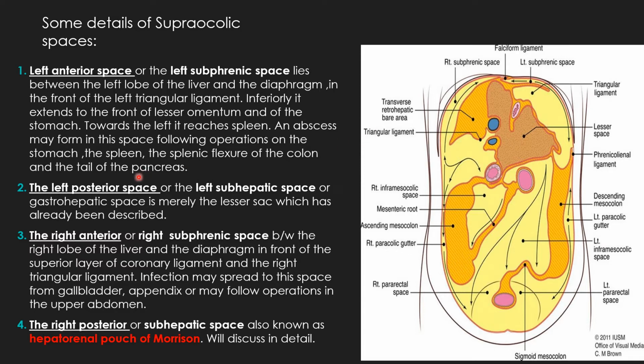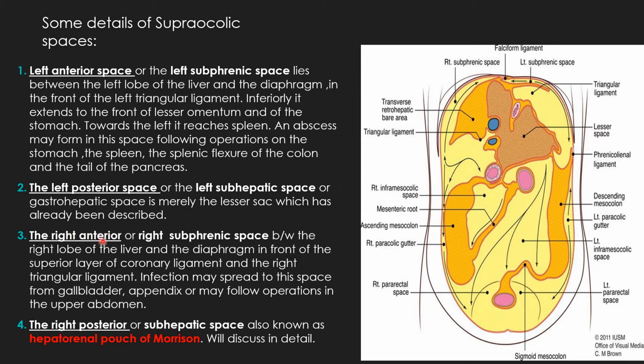So the next is the left posterior space, or the left subhepatic space. So this is the left subhepatic space, or the left posterior space, and it is also known as the gastrohepatic space, that is between the stomach and the liver. So this is merely the lesser sac. You see, this is also known as the lesser sac, which you have studied in your previous lectures. So the left posterior space, or the left subhepatic space, is merely the lesser sac.